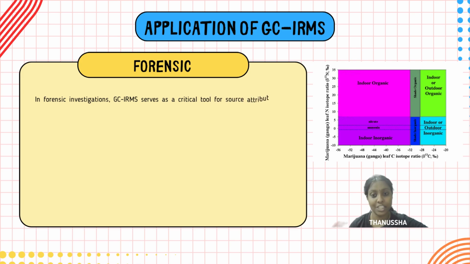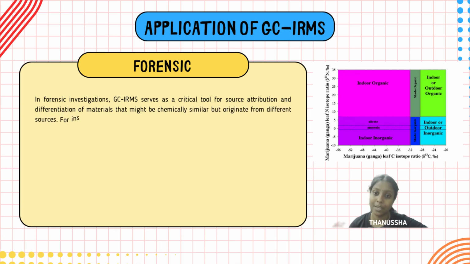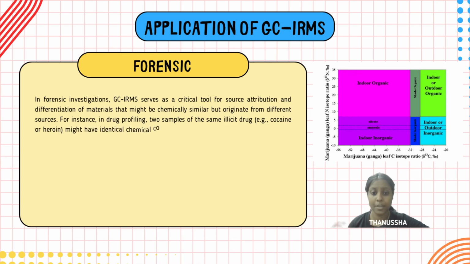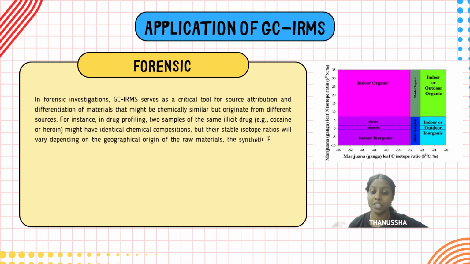In forensic investigations, GC-IRMS serves as a critical tool for source attribution and differentiation of materials that might be chemically similar but originate from different sources. For instance, in drug profiling, two samples of the same illicit drug, for example cocaine or heroin, might have identical chemical compositions, but their stable isotope ratios will vary depending on the geographical origin of the raw materials, the synthetic pathway used, or even the cultivation conditions.